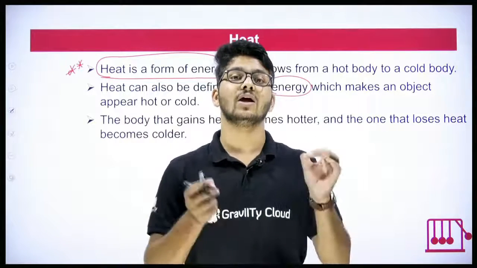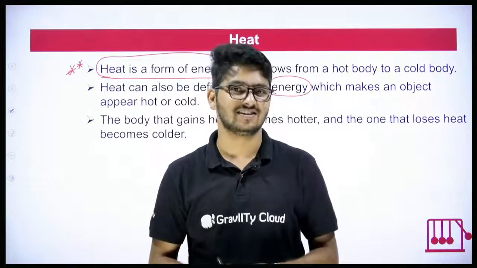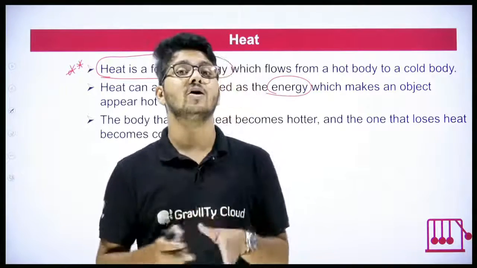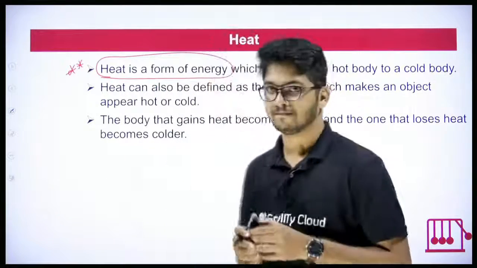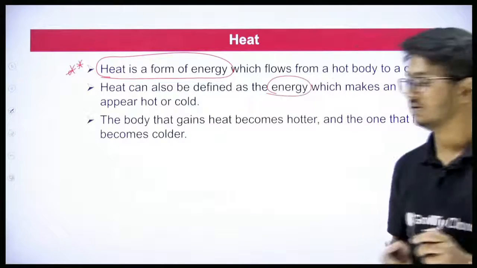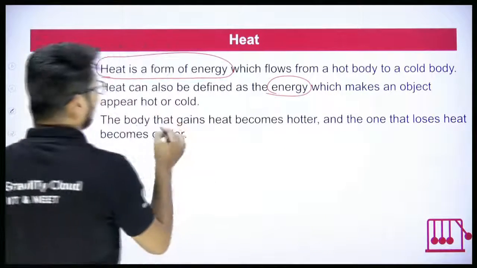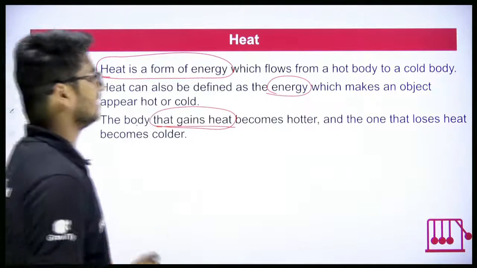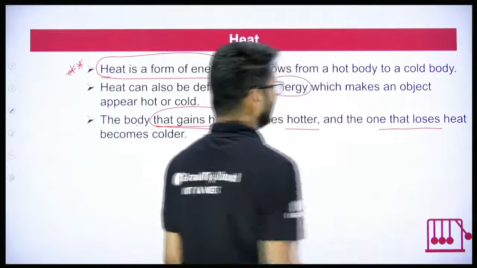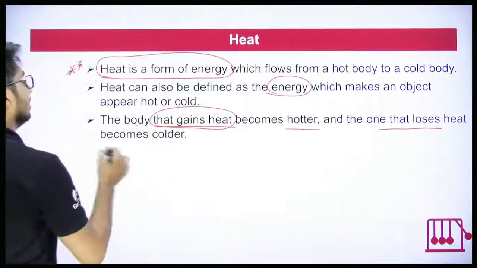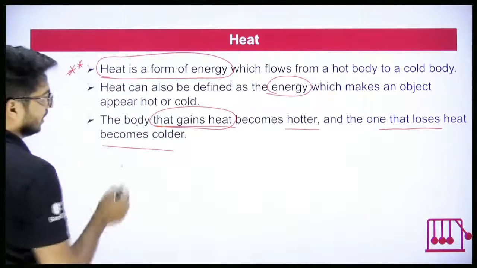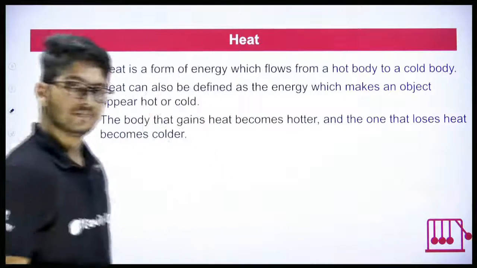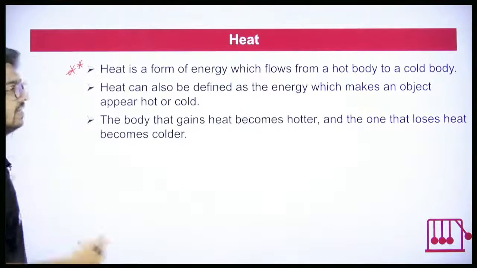One form of energy, one type of energy, is heat. And where does heat energy occur? Heat energy flows from a hot body to a cold body. Okay? Good. So you can clearly see the body that gains heat. Gains will mean it gets heat. So the body that gains heat becomes hotter, and the one that loses heat becomes cooler. Clear? So that is heat. Heat is a form of energy.